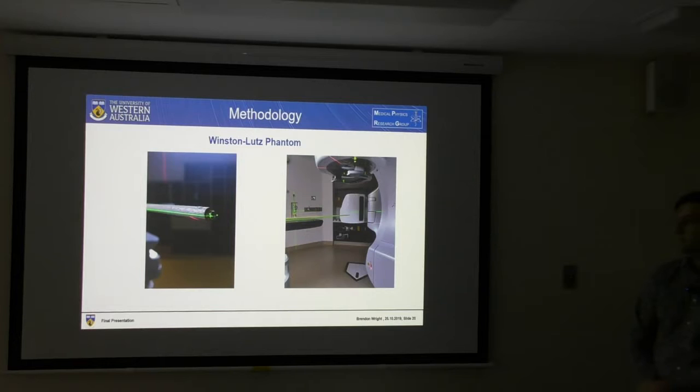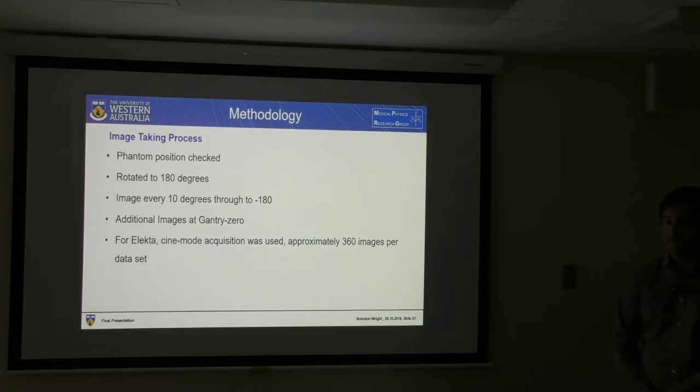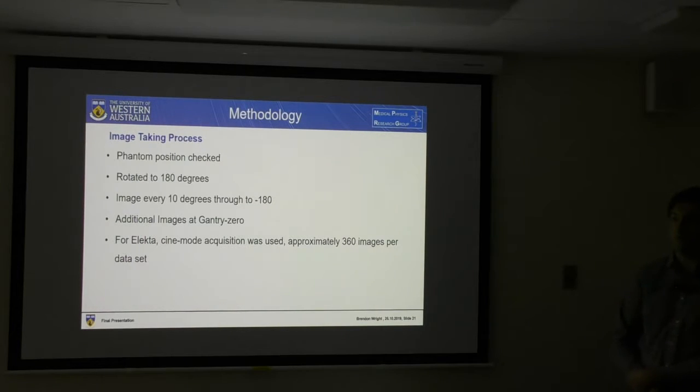The Winston-Lutz phantom was aligned to the room lasers and is a ball bearing attached to the end of a wooden rod which is extended out from the treatment couch. The image taking process was as follows. A sample image was taken at gantry 0 to ensure that the alignment of both the KV and MV phantoms were in the correct place.